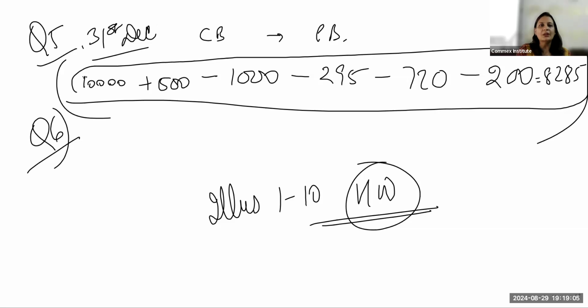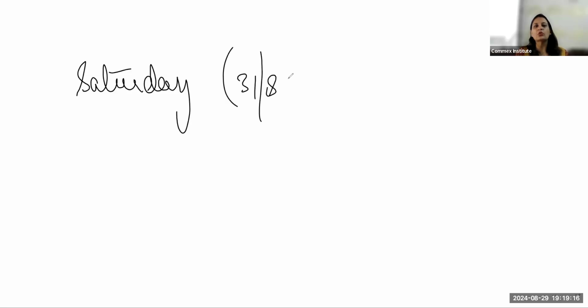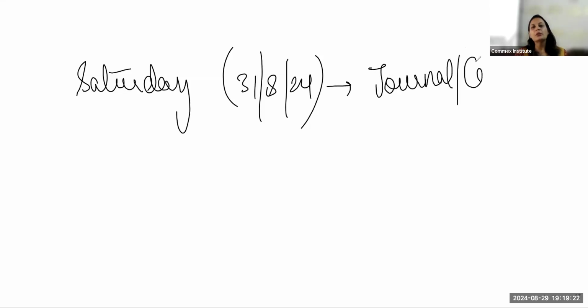Okay, so now I'm winding up. There are 2 announcements to be made today. One is you have your test on Saturday, that is 31st August. Please make a note of it. Of your journal and your cash book. And of course the GST part of the journal and cash book is also included.